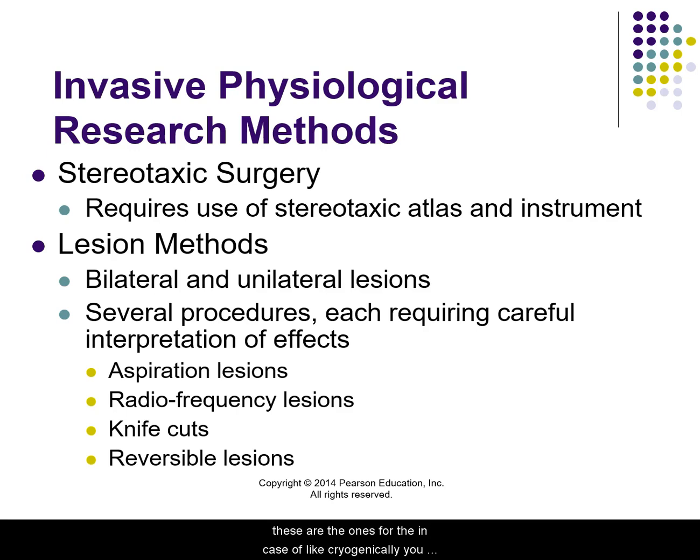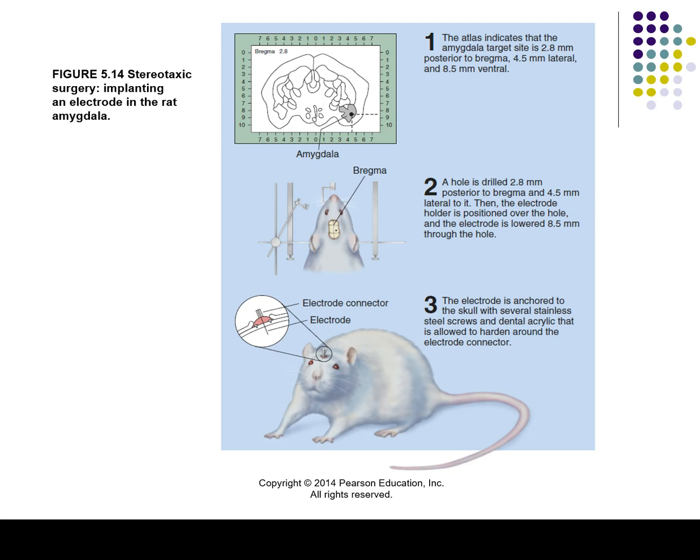And then there's reversible lesions also. And these are the ones for in case of like cryogenically. You can actually freeze an area. And what that means is that you freeze an area, you identify the behavioral effects of that, loss of language, loss of interpretation of language, whatever it might be, and then once the tissue is warmed back up, it's reversible. So it's not a permanent lesion, which is really amazing for some of the surgeries and stuff that they do. And I think I'll get back to that in a minute.